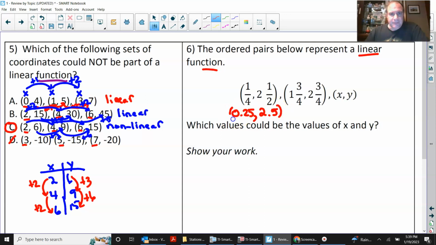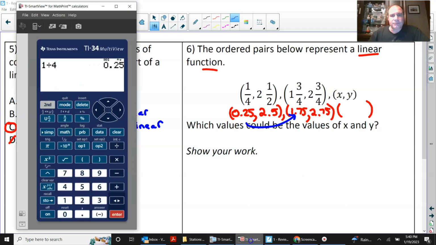So those are the first set of coordinates in this relation. 1 and 3 fourths: if you divide 3 by 4, it's 0.75, so it's 1.75. And then 2 and 3 fourths, 3 fourths again is 0.75, so it's 2.75. You have to find out what the next x and y will be based on the pattern. And this is a pattern that's a linear function, so that means they have to tell you that, because it has to remain the same throughout. So to get from 0.25 to 1.75, all you would have to do to figure out that jump is 1.75 minus 0.25.